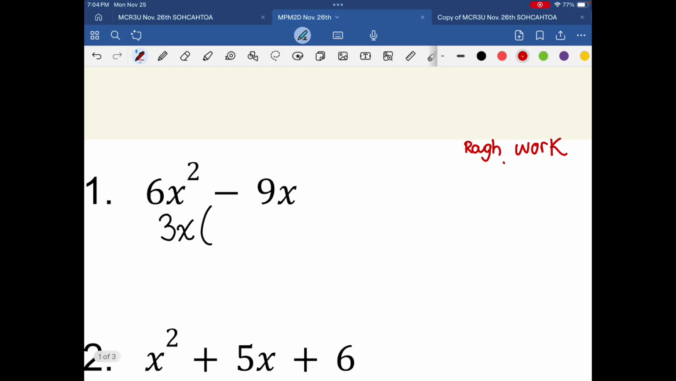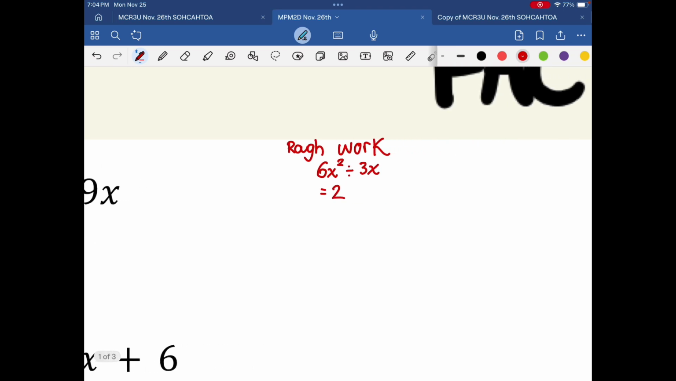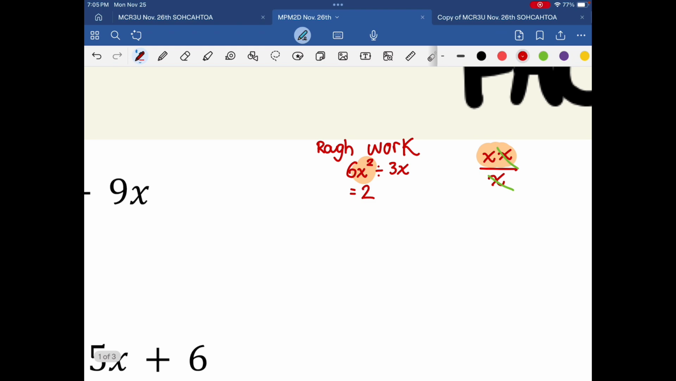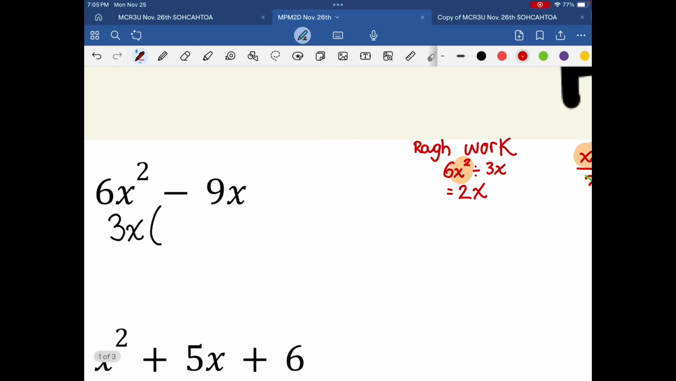So we have 6x squared divided by 3x. 6 divided by 3 gives me 2. x squared divided by x, using my law of exponents, since x squared is simply like saying x times x, and then divided by x, I basically am canceling out one of my x's, and I still have one x remaining.